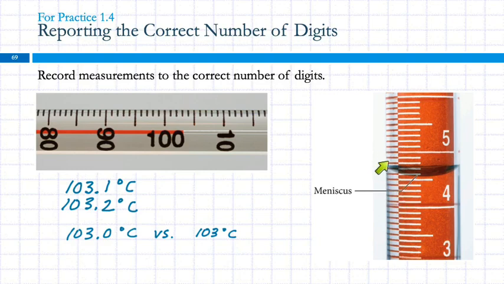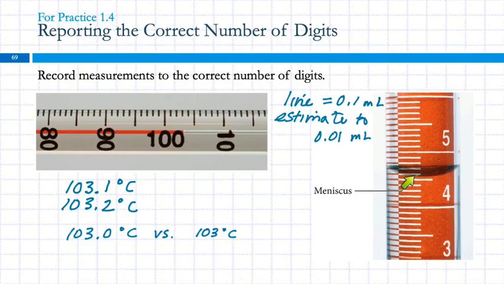So we look at this graduated cylinder. These are in milliliters. We zoomed in too much so you can't see that. So this is 4 milliliters. That's 5 milliliters. What does each of these lines represent? 0.1, right? So that means we're going to estimate to 0.01. So each line is 0.1 milliliters. So we're going to estimate to 0.01 milliliters. So here's the bottom of the meniscus.